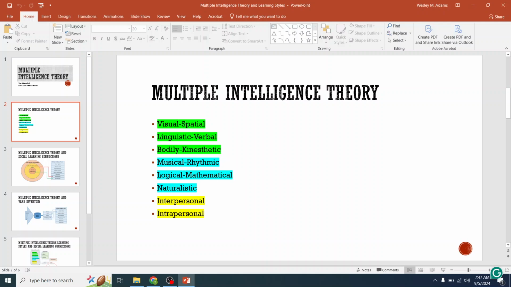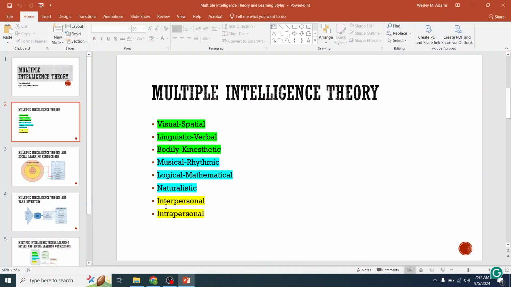I am kind of logical mathematical. Like I like to see concepts linked in a logical sequence. Musical rhythmic, that's another one of my weak areas. I have no rhythm and I'm not musically inclined.